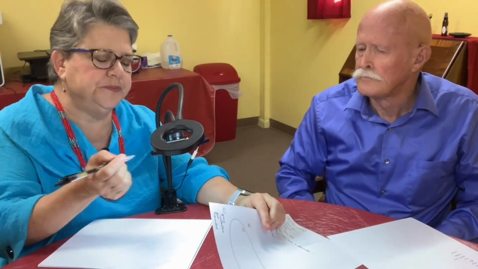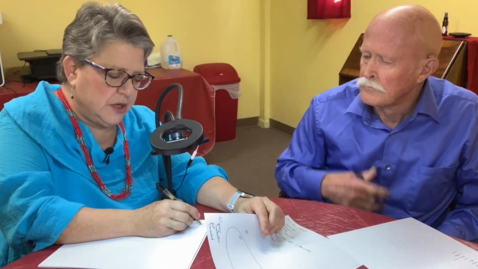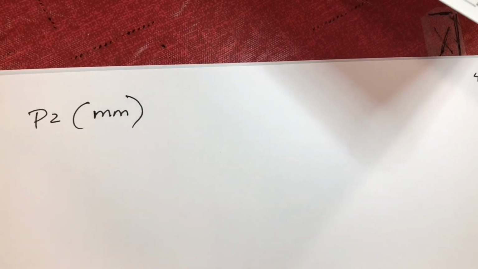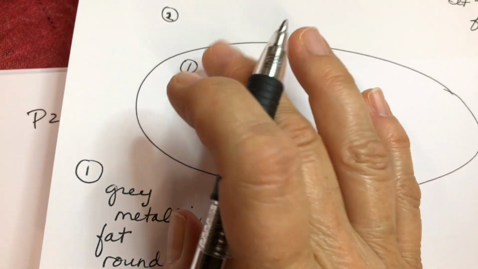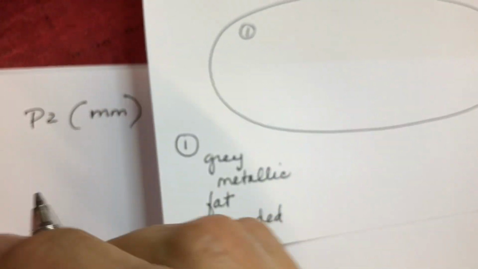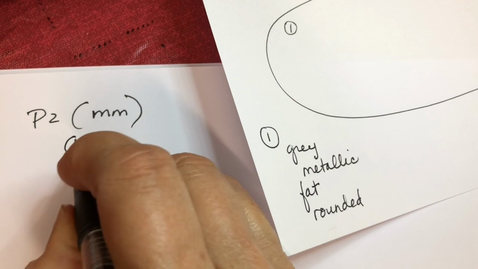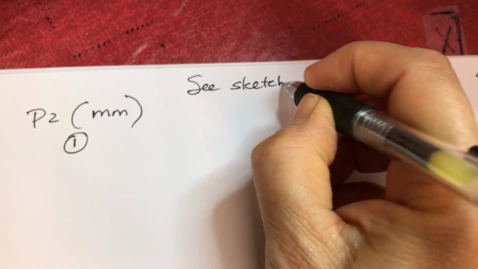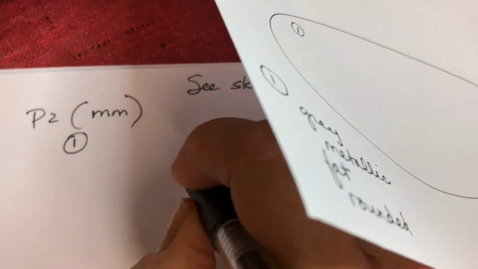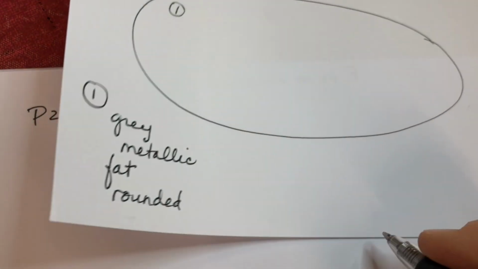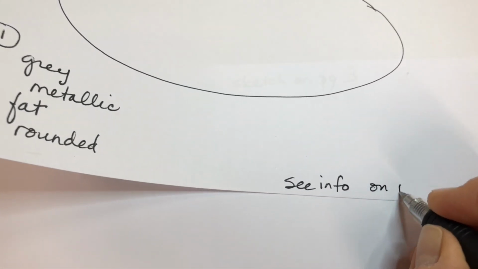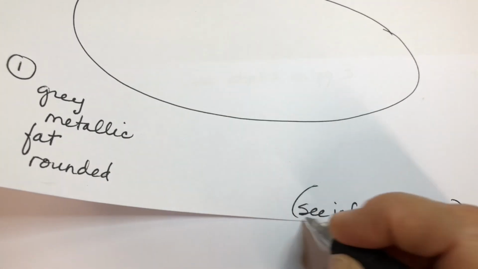Page 4, P2, man-made. But if you mentally tap on number 1. Sound, densities, texture, colors. Oh, it's very. Let's see. I gotta put see sketch on page 3. See info on page 4.